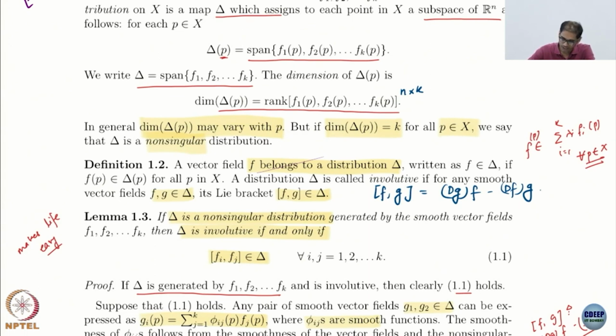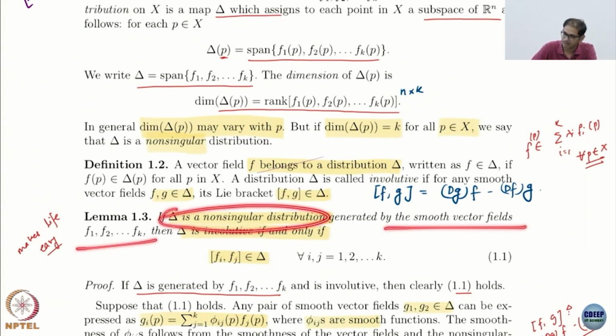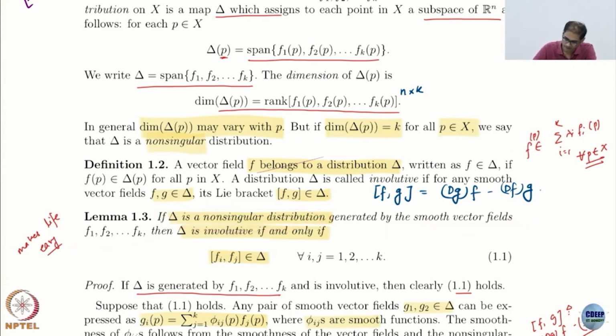So we have a very nice result which really helps us to identify which distribution is involutive in a rather easy way. Okay, what is the result? It says a non-singular distribution generated by smooth vector fields is involutive if and only if the Lie bracket between Fi and Fj is in the distribution. Now you might say, it seems like I have asked for everything, but actually I have not.